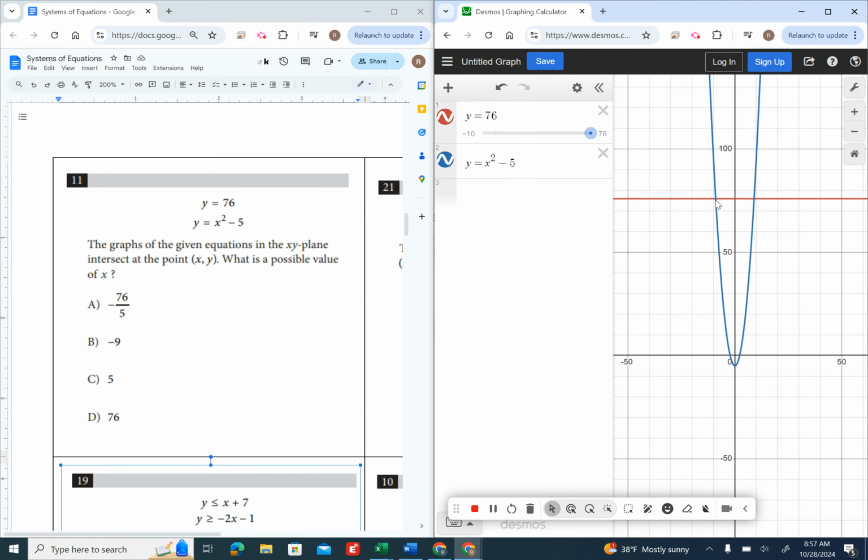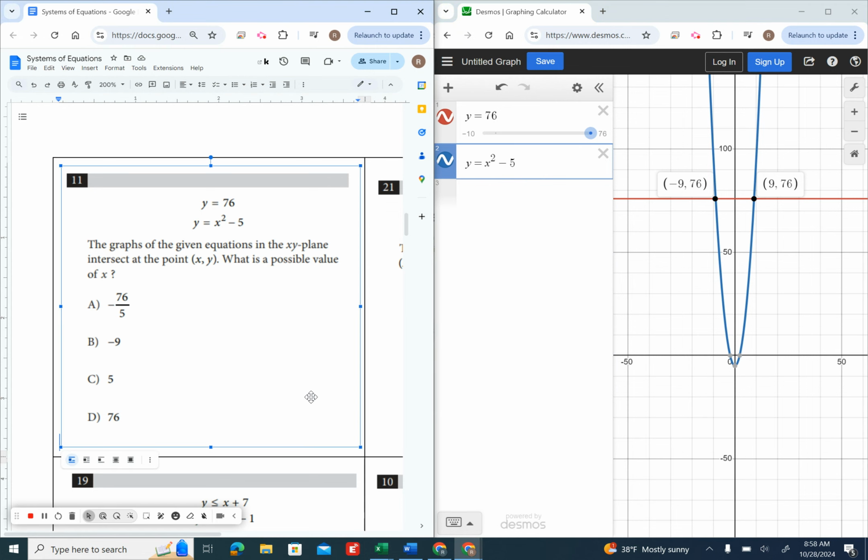And when I click close to the point of intersection, it will give me the point. So I have one at negative 9, 76, and one at 9, 76. So I simply am just looking for the x value, so negative 9 or 9, and I see b is negative 9, so there is my answer, right? That may be faster for you to solve it algebraically. It may be faster for you to graph it on the Desmos calculator, whatever is easiest for you.